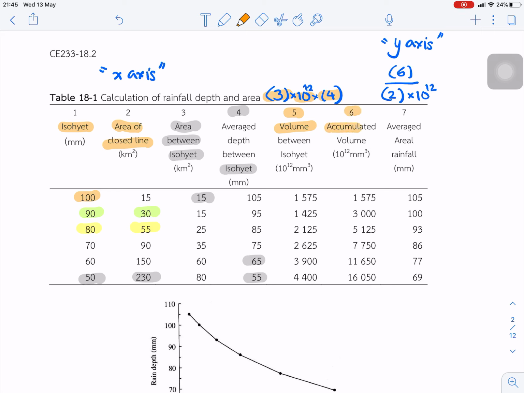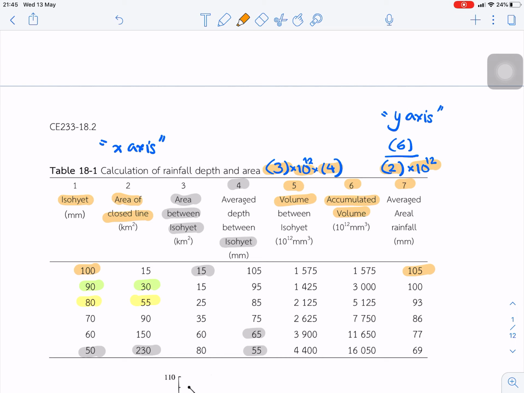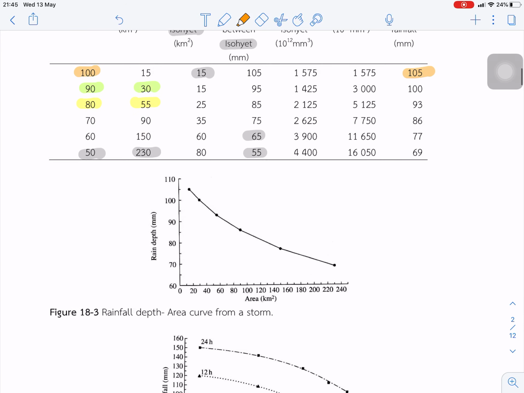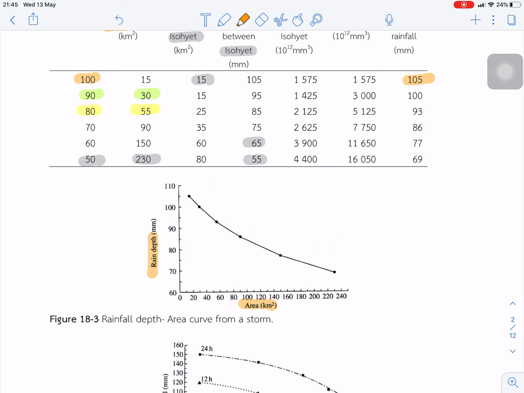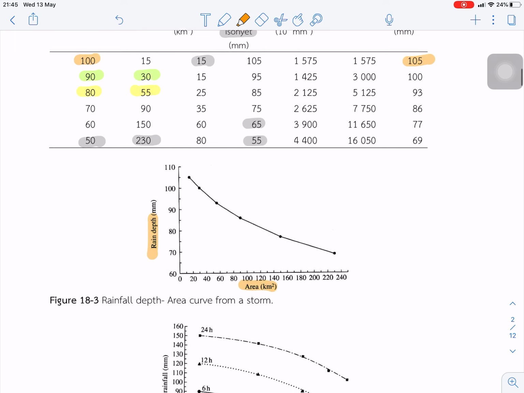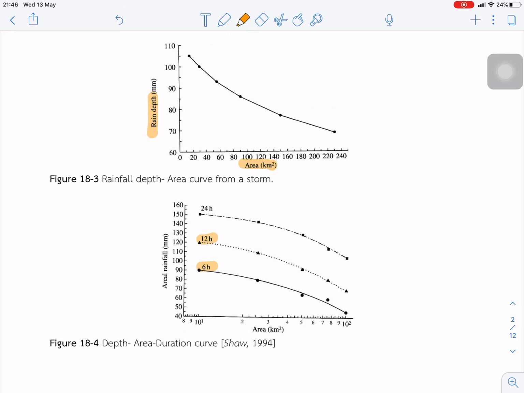Next we find the accumulated volume, and the last column is from column 6 divided by the area of the closest line and divided by 10 to the power 12. So we get the average area rainfall. Next we use the last column as the y-axis and the second column as the x-axis, and plot the curve of area and rainfall depth. This shows the relationship between rainfall depth and area for one duration. If you have many durations, for example 6, 12 and 24 hours, we expect an increase of the area rainfall.